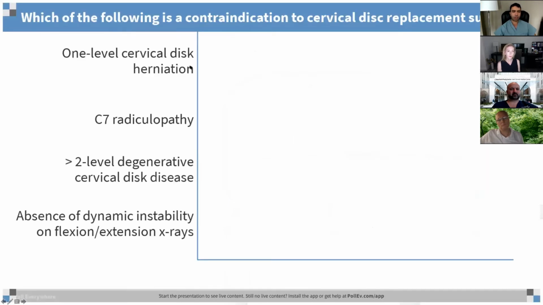Okay, so a quick question. I just want to see if you guys are awake. Which of the following is a contraindication to cervical disc replacement surgery?